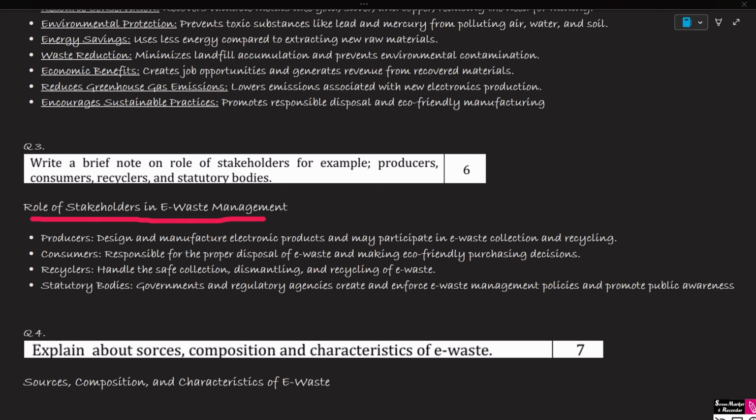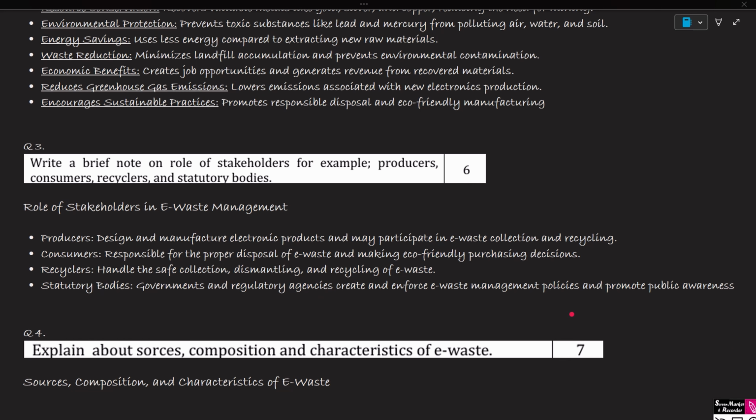The role of stakeholders in e-waste management: the role of producers. They design and manufacture the electronic products, and they are also in collection and recycling. Consumers, that is we, the consumers who consume the devices, are responsible for proper disposal of e-waste and making eco-friendly purchase decisions. Recyclers handle the safe collection, dismantling and recycling of e-waste. Statutory bodies, here the government and the regulatory agencies, collect the recycled waste from the public and promote public awareness, and also you can include launching new programs which give incentives to the people who are in a recycling program.